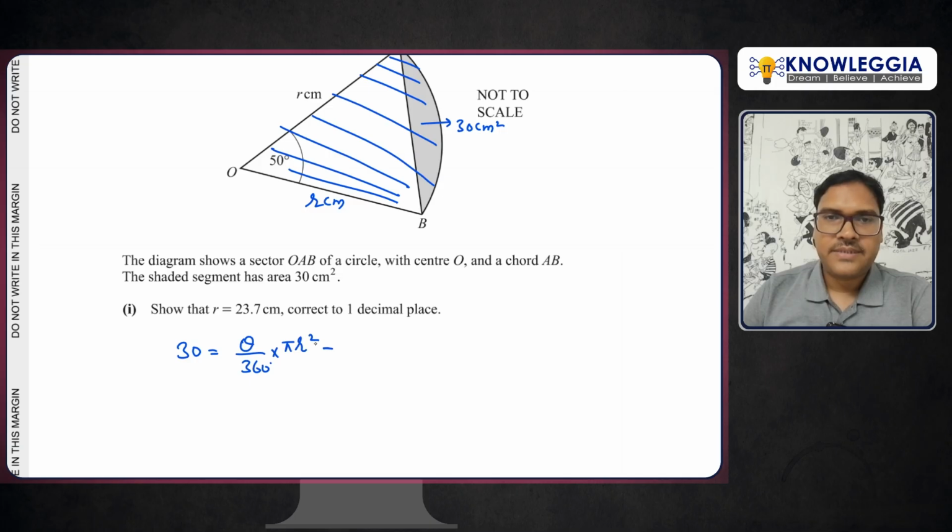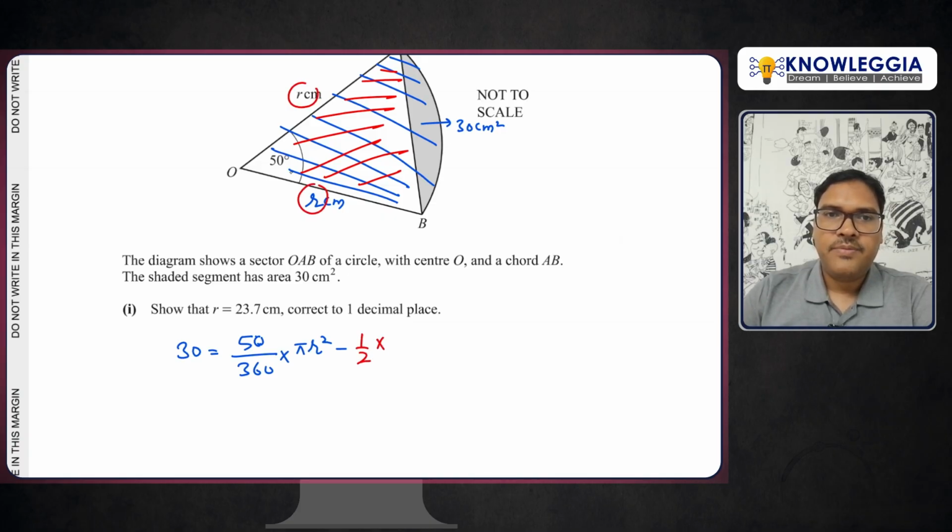Now, from this sector, I will subtract. And what is theta here? This is equal to 50. So I write 50 upon 360 into pi r squared minus. Now from this area, if I subtract the area of this triangle, what is the area of this triangle? I can easily write it because we know these are the two sides and the angle between them is 50 degrees. So this is half r squared sine 50 degrees. So this is the expression.